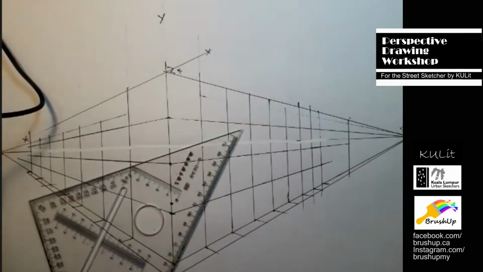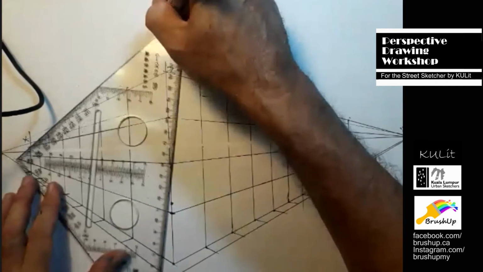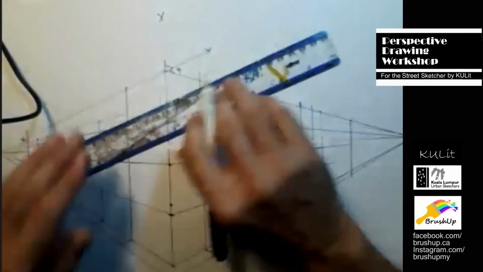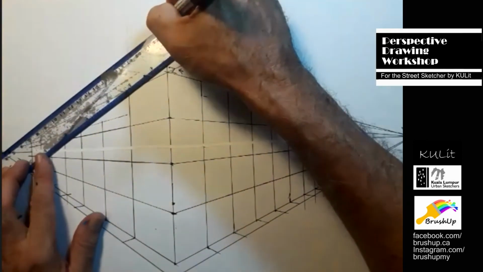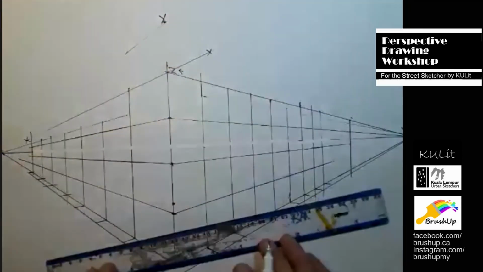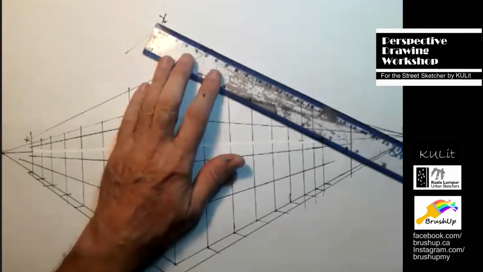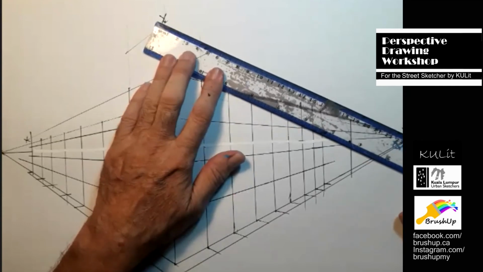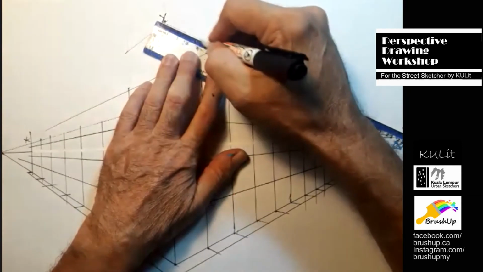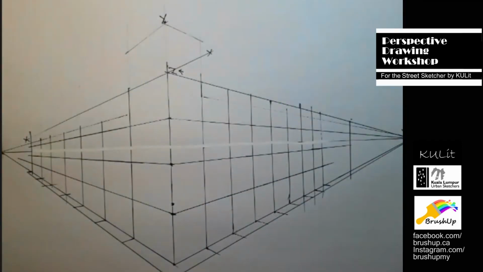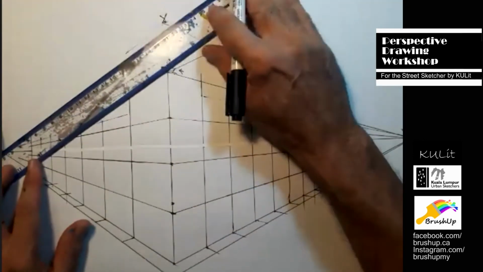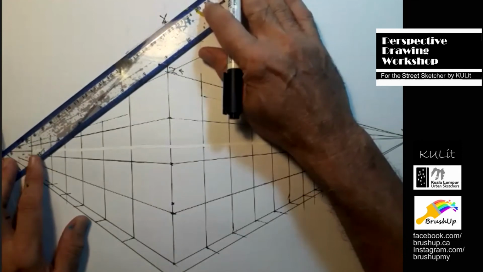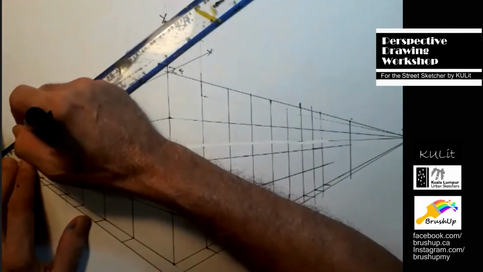Now let's see. Vanishing point again. I'm going to bring this up to here. Let's see what happens. I have extended the roof line for this block. All right, nice. Maybe I'm going to have another block at the other end. It's about this high.